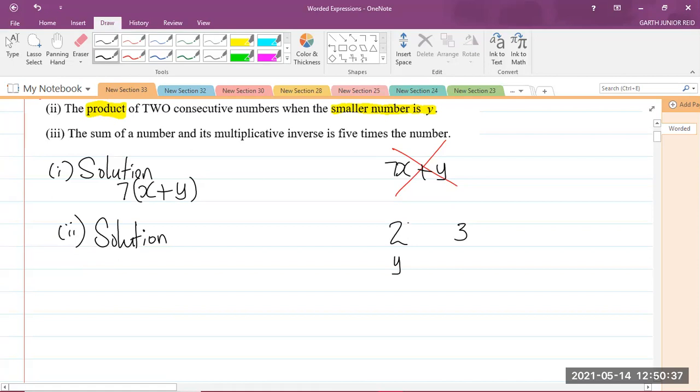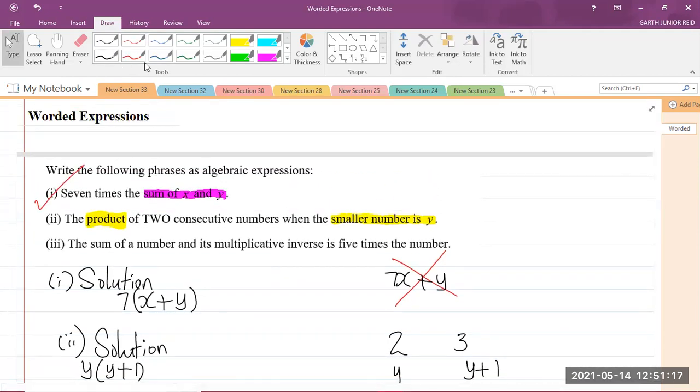So what did I do in order to get 3? I'm at the value 2 and I go up to 3. So in order to get to 3, I would add 1 to 2. I hope you can see that. So the other number would be y plus 1, because if I want to get from 2 to 3, I would have to add 1. And 2 is the smaller number, which is y. And they want the product of these two consecutive numbers. So the product would be y multiplied by y plus 1, and that is the solution for part 2 of this question.